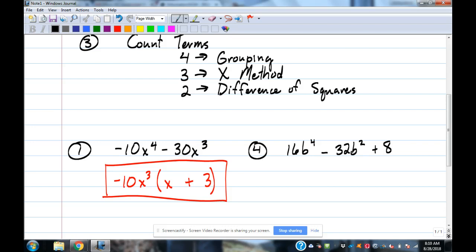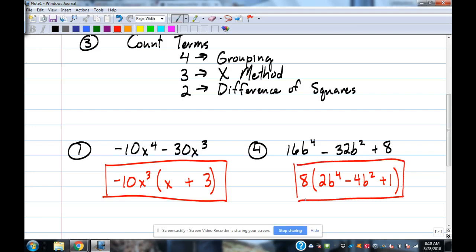Do they share a letter? The 8 doesn't. So that messes it up. So you can't pull a letter out because this guy doesn't have one. Okay? So the GCF for this one is just the number 8. What would that leave in the parentheses? 2b to the fourth minus 4b squared plus 1. And we're going to stop right there for this one. What's left won't factor anyway. Made them that way. Okay.